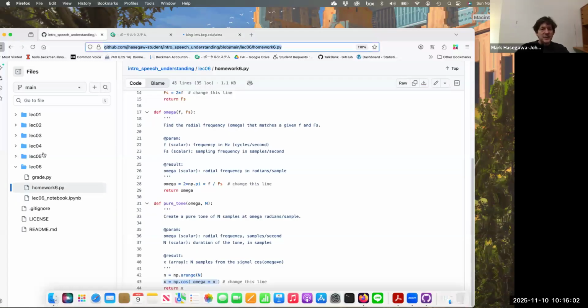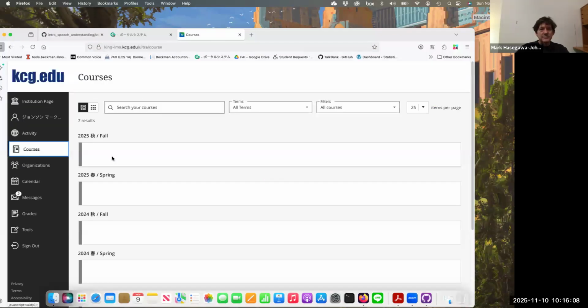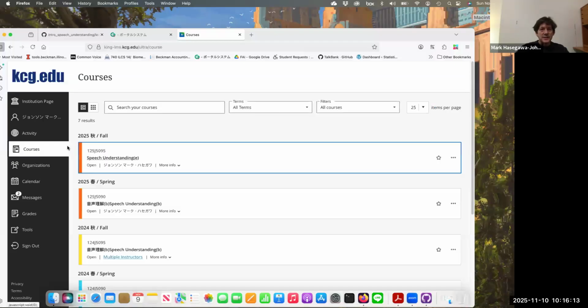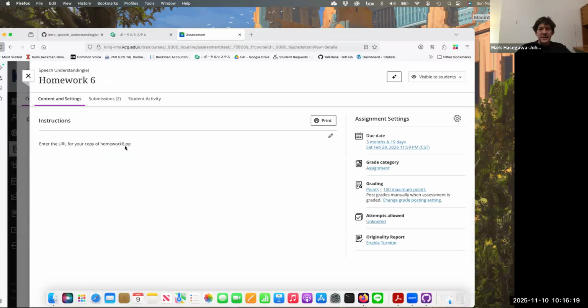And on Canvas, you should be able to take this URL from your working homework and go to your Canvas page and just check it into homework 6. If you go to homework 6, you should see that it will say enter the URL for your copy of homework6.py. And in this place, you can enter the URL for your homework online that shows this completed work.